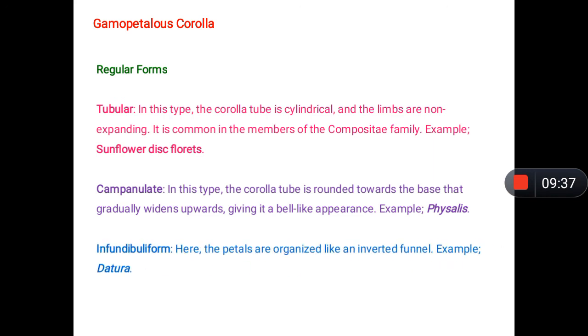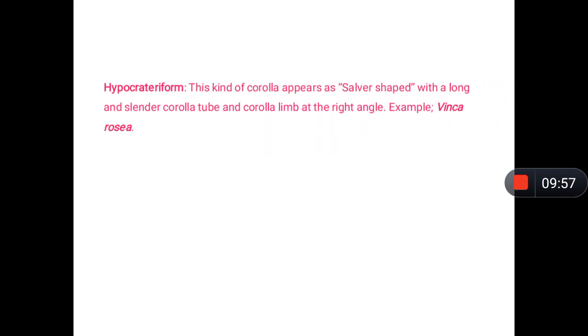The third one is infundibuliform. The same word you must have heard in types of calyx also. Here the petals are organized like an inverted funnel. Example is Datura.